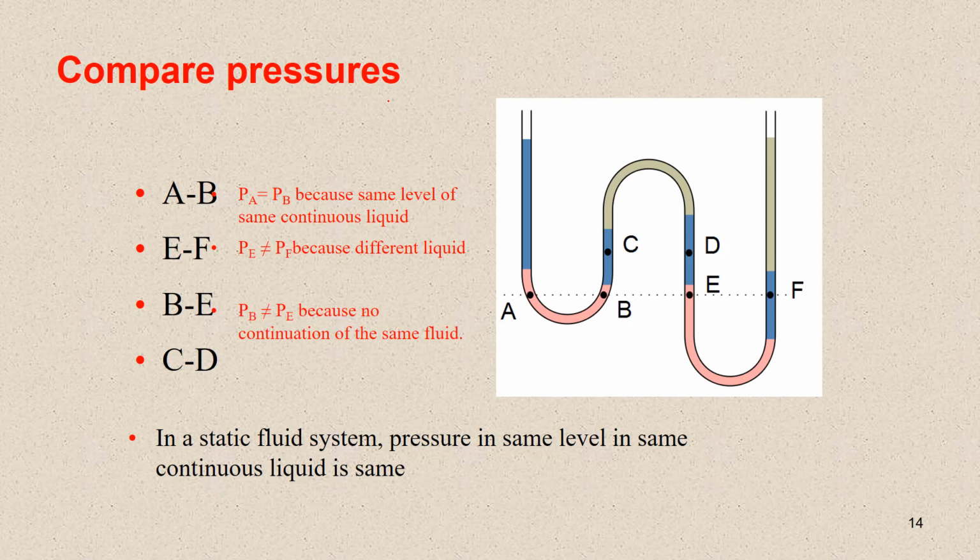Between point B and E, although they are at the same level and they are the same fluid, are they continuous? No, they are not. So as a result, the pressure is not going to be the same. And between point C and D, the same rule applies. Although they are at the same level, are they continuous? No. Between point C and D, there is a different fluid at the top. So the pressures are not going to be the same.